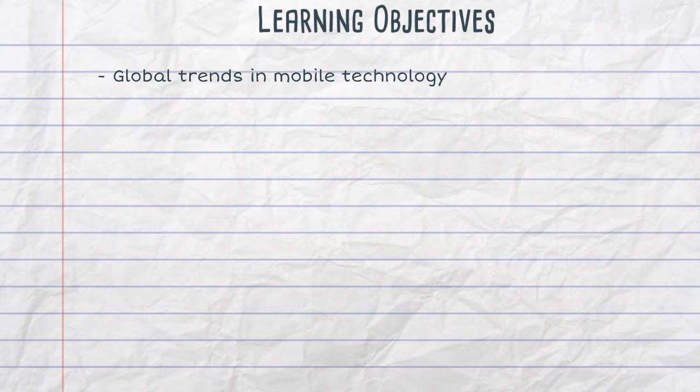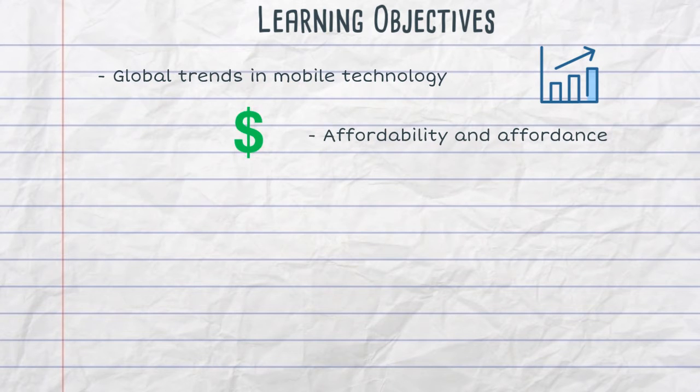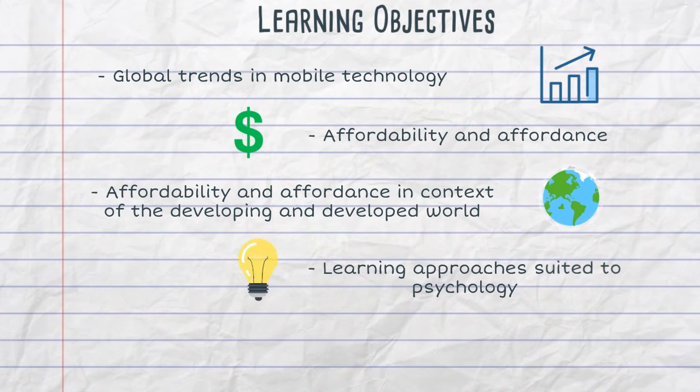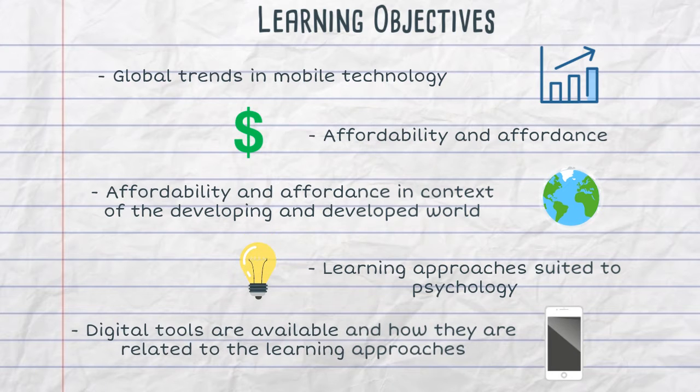After watching this guide, you should understand the trends in mobile technology, understand the terms affordability and affordance and how they relate to the use of mobile technology in the developing and developed world, understand the different approaches to learning suited to psychology, and understand the different digital tools which facilitate each learning style.